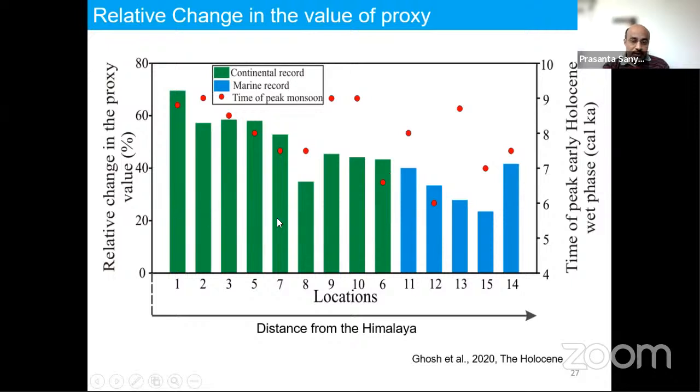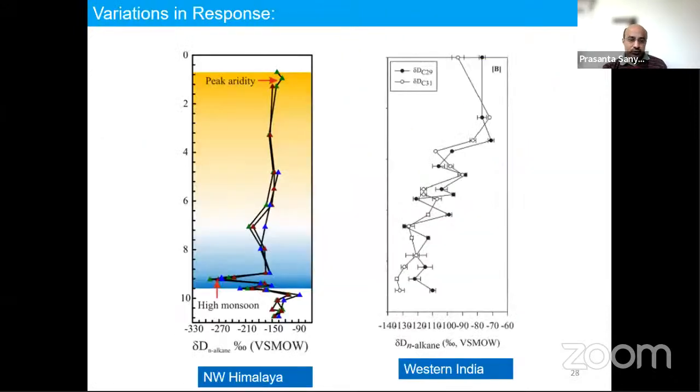And here these green columns are for the continental records, and this blue one is actually the marine record. So you can see that in the ocean record, the variation in the relative change in the proxy is much lower, which probably again suggests that if you try to reconstruct the monsoon from the ocean, it's probably an averaged out signature. So this is all about the Indian summer monsoon.